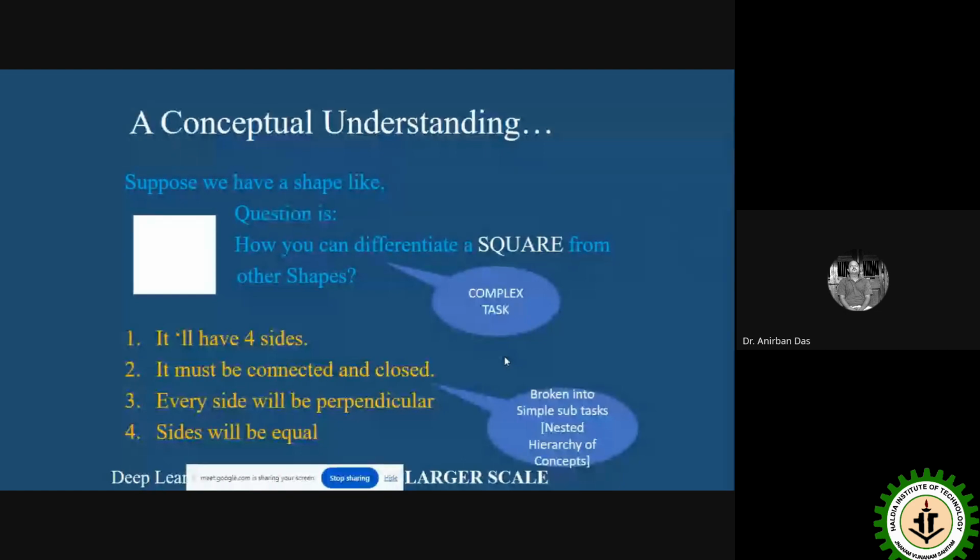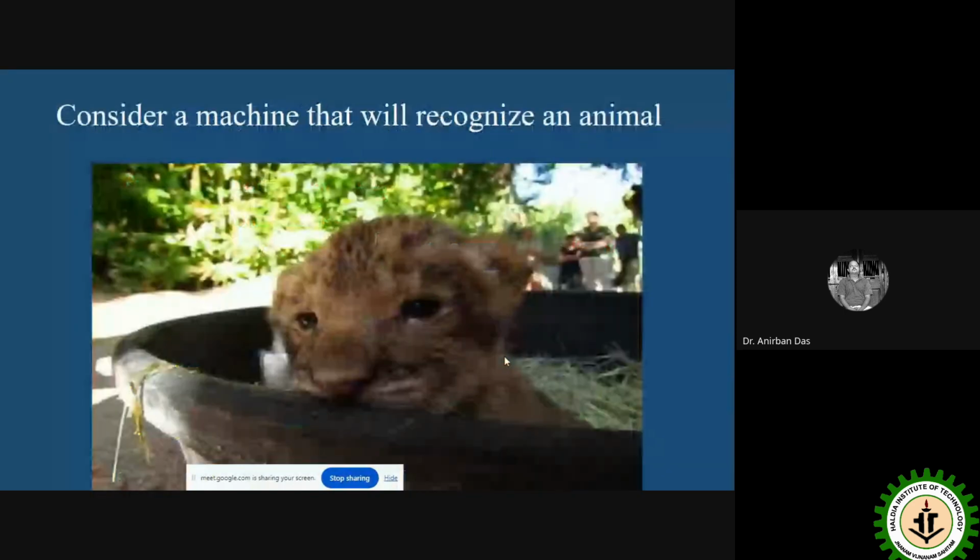The conceptual understanding is this: if you say it's a square, it has some features we have already identified. It will have four sides, it will be connected and closed, every side will be perpendicular, and the sides will be equal. For machine learning, you need to give these types of features, and based on that the training will be done. Whereas in deep learning, whatever data you feed, the features will be automatically selected, or rather recognized. And deep learning is functional at a very large scale.